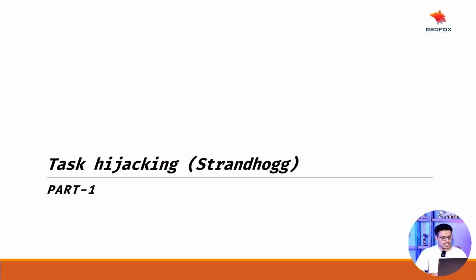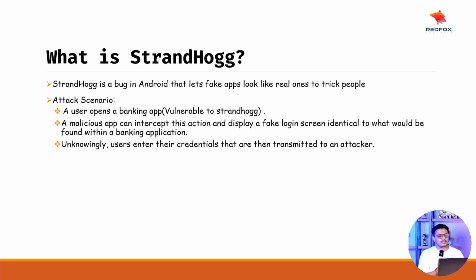So this is Task Hijacking, or you can also call it StrandHogg vulnerability. This will be part 1, and in this I'm going to tell you how we can identify if the application is vulnerable to StrandHogg vulnerability. Before that, let's understand what StrandHogg is. StrandHogg is a bug in Android that lets fake apps look like real ones and trick people. Looks suspicious, right? We will get a better understanding with an attack scenario I have mentioned here.